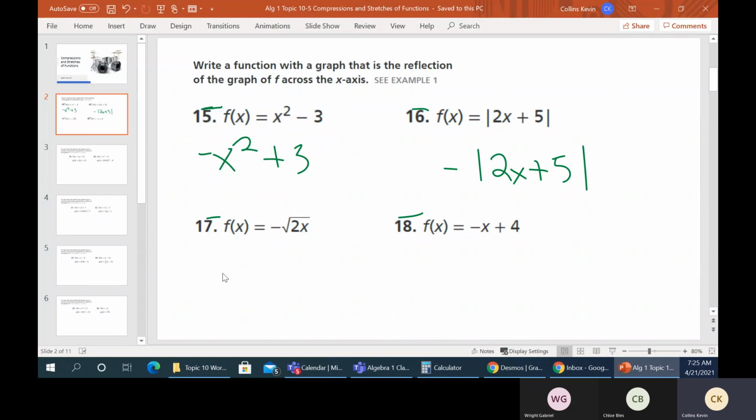So then the same thing here. We would just change this guy to positive square root of 2x. And then over here, we would just switch this to positive x and minus 4. Okay? So reflections are pretty easy. Just switch all the signs. And when it's grouped together like it is with the absolute value, you can just put the sign in the front and you're good to go. Questions?